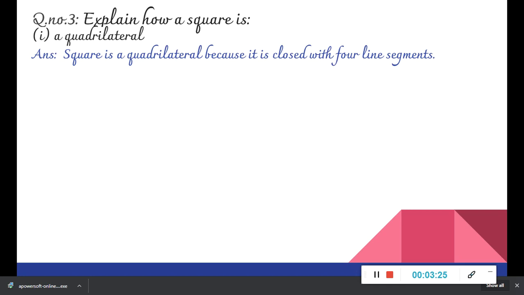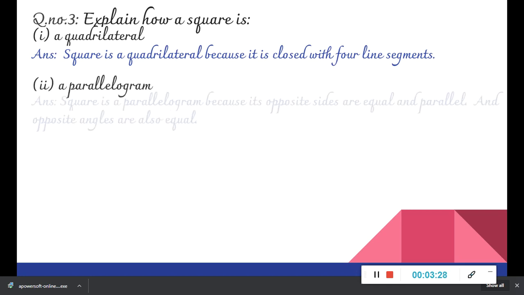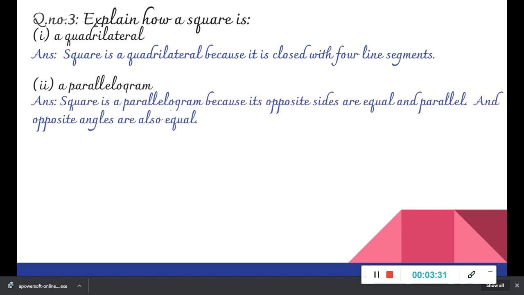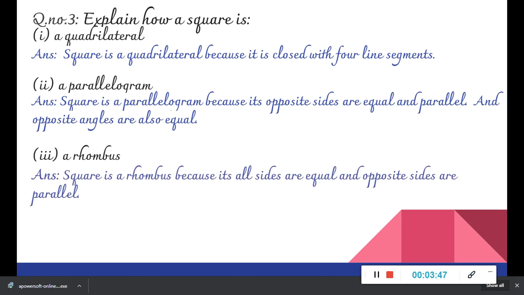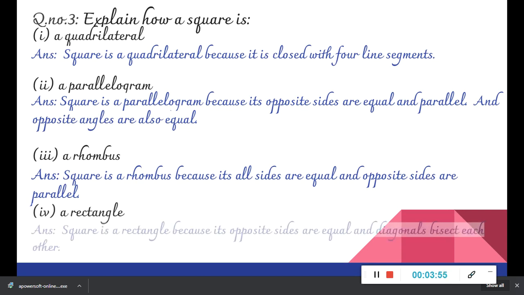Now the second, how a square is a parallelogram. A square is a parallelogram because its opposite sides are equal and parallel and opposite angles are also equal. Now how a square is a rhombus. We know that in a rhombus all four sides are equal, isn't it? So a square is a rhombus because all its sides are equal and opposite sides are parallel. Now how a square is a rectangle? A square is a rectangle because its opposite sides are equal and diagonals bisect each other.